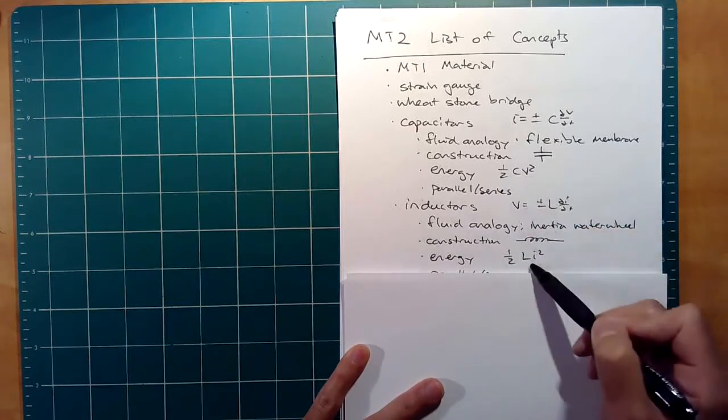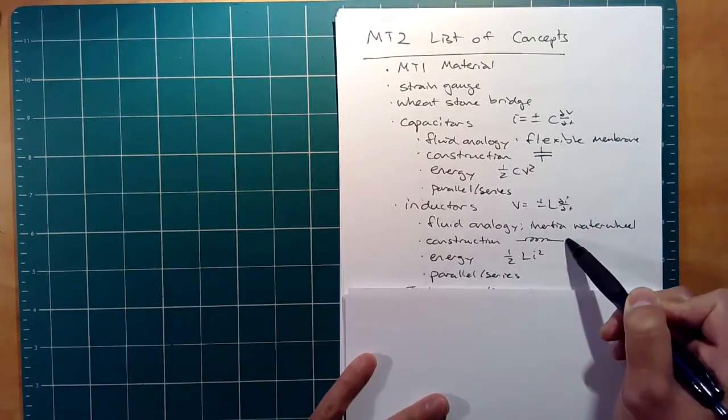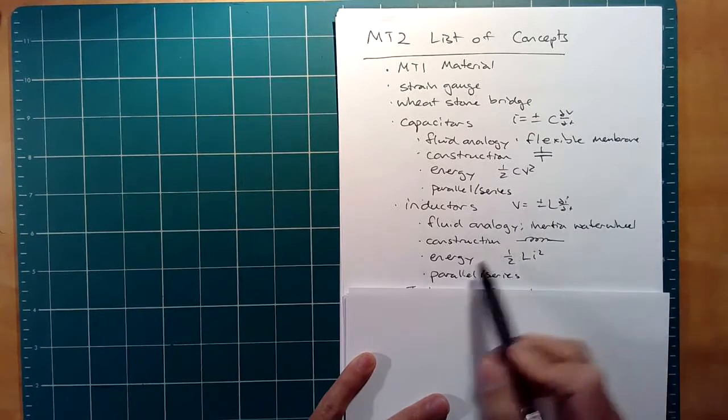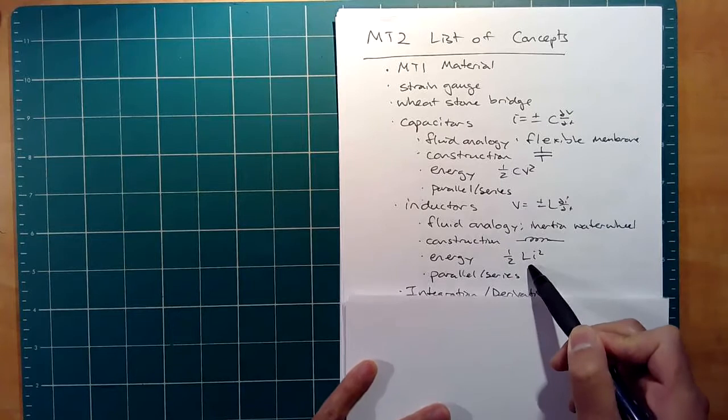Okay, notice again the duality here. Instead of V, it's an I, and instead of C, an L. Parallel and series, just like a resistor. So you add them up in series, and then you add the reciprocal in parallel.